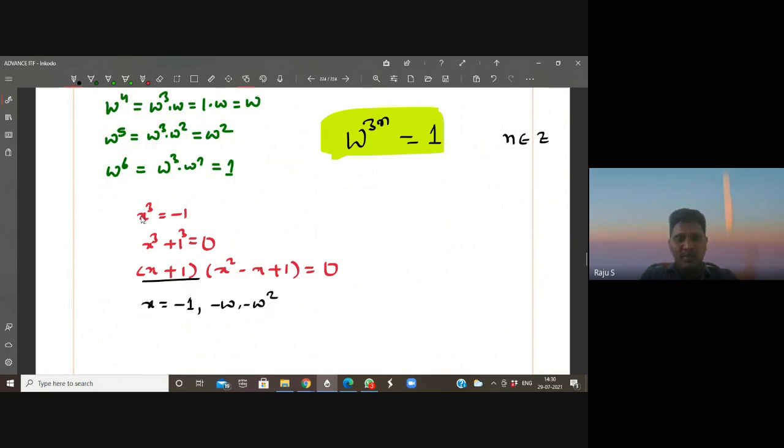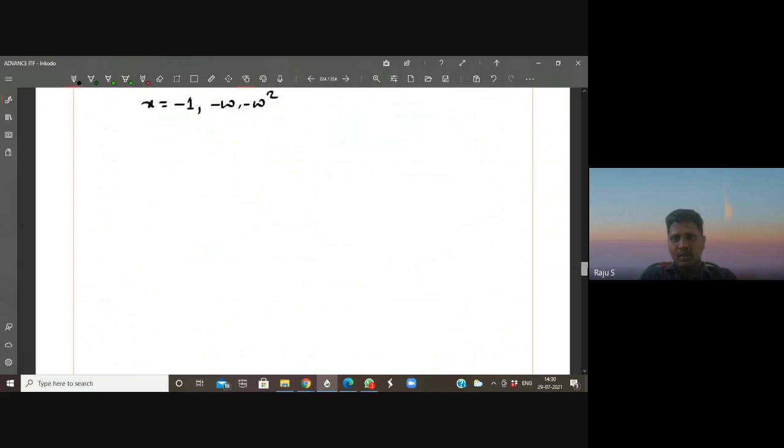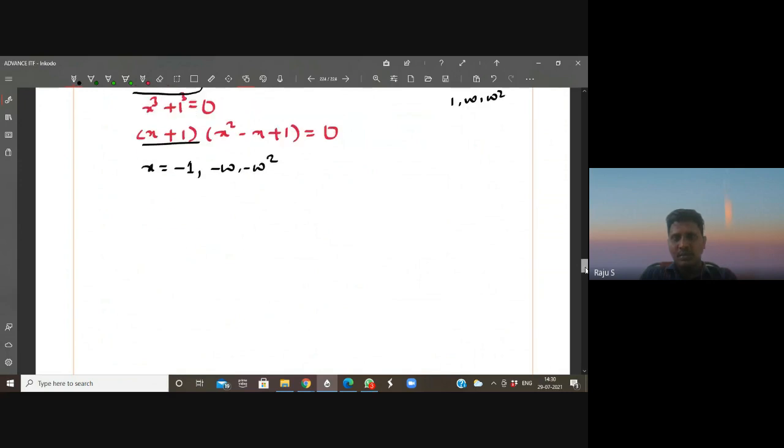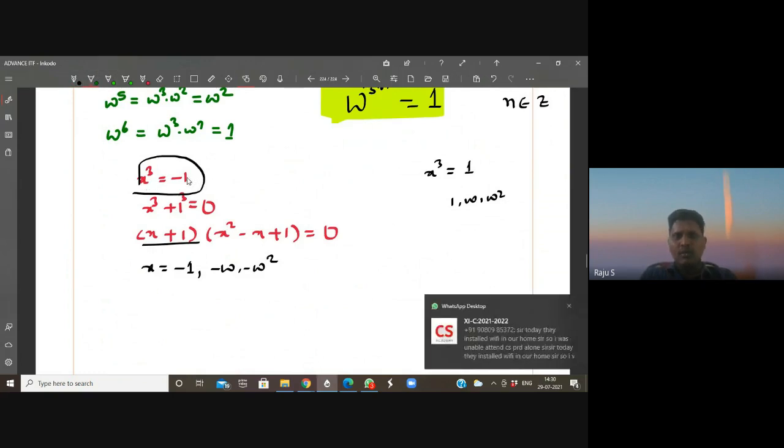Remember, students, whenever x cube is equal to plus 1 on the right side, all the roots are positive. When x cube is equal to minus 1, the right side is negative, so the given three roots are negative: minus 1, minus omega, minus omega square. Understood? In some rare cases they may ask a question on the cube roots of unity of minus 1.